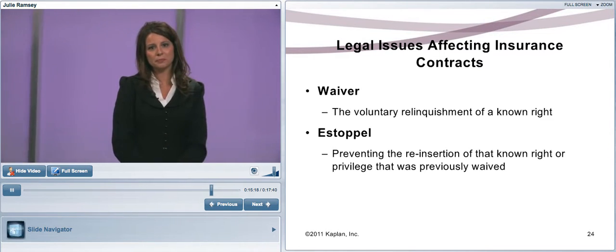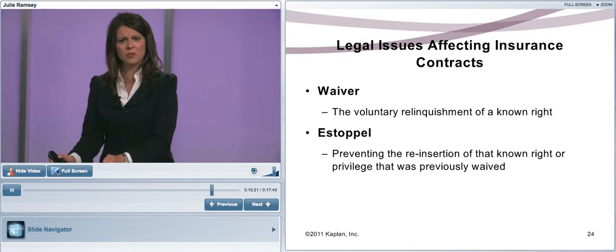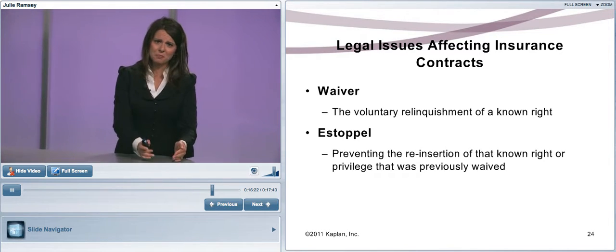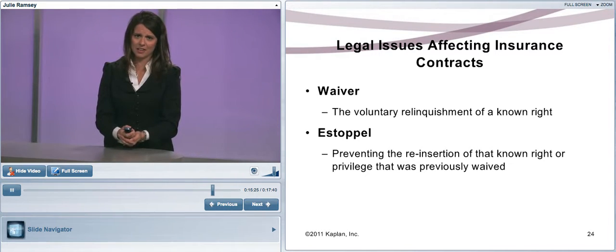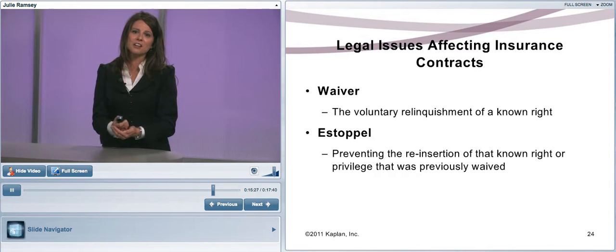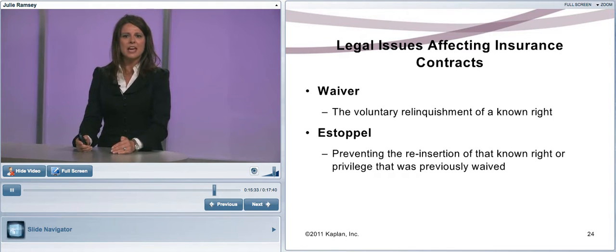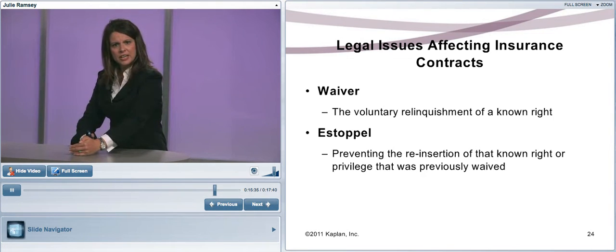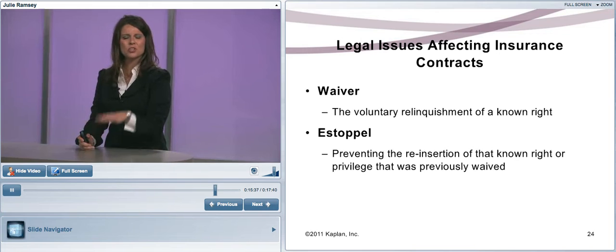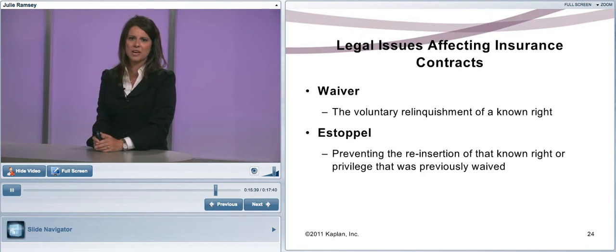Waiver and estoppel. It's really hard to explain one unless you're explaining both of them. They go hand in hand. A waiver is the voluntary relinquishment of a known right. For example, let's say the insurance company says, hey, you know what? This is what the contract says, but forget it. We're just going to go ahead. We're going to accept this the way it is.